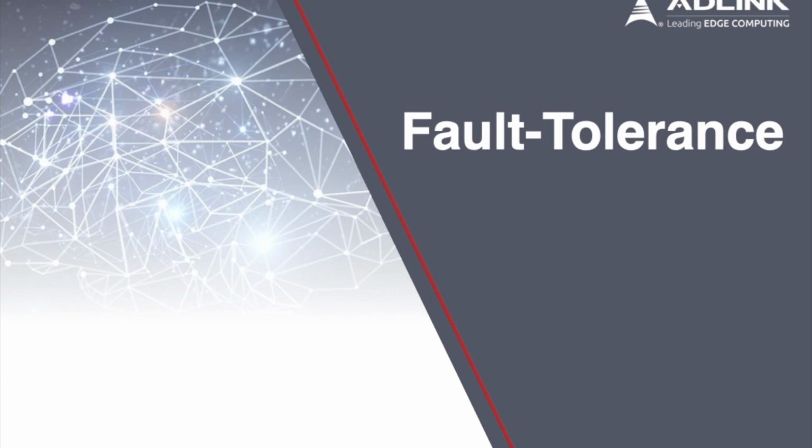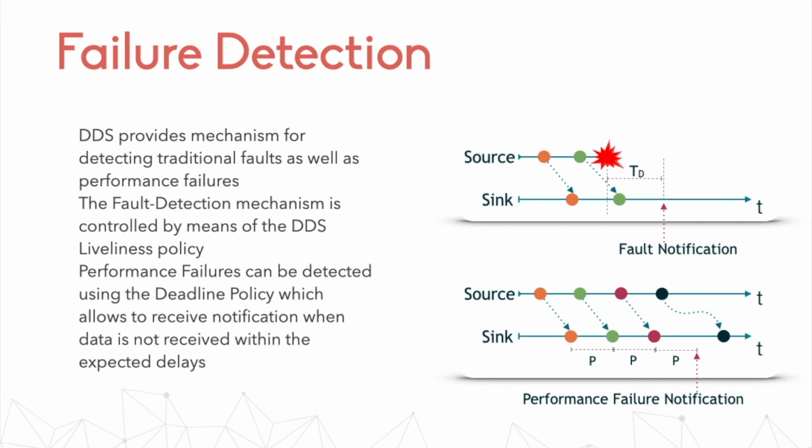DDS also provides some mechanisms for fault tolerance and fault detection. More specifically, DDS allows you to detect failures like a typical crash as well as performance failures. Crashes are detected by means of the liveliness policy, and performance failures can be detected by means of the deadline policy. In fact, it's a combination of the two that allows you to deal with both crashes as well as performance failures. By the way, a performance failure is a situation in which a producer is not producing data with, let's say, the period that it had committed to.